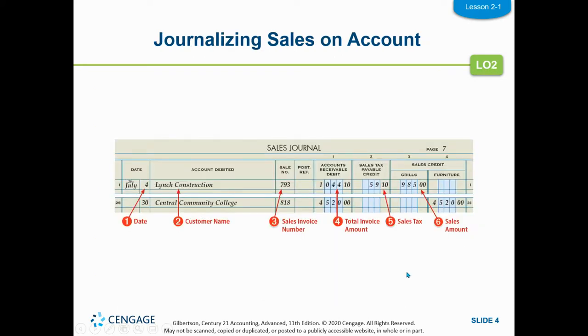There we go. So here's our sales journal. It looks very, very similar. The only difference is that the sales is broken up into, of course, in our example, grills and furniture. So we're still doing the accounts receivable. We're still doing the amount of the sale and sales tax. Those two added together equal our accounts receivable and how much they owe.